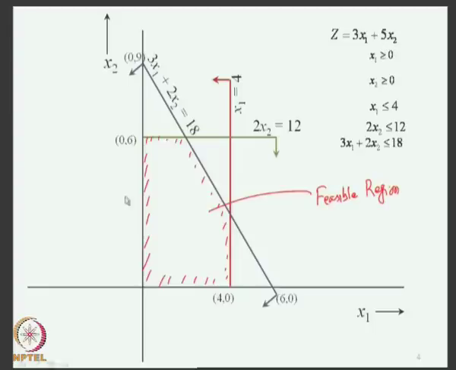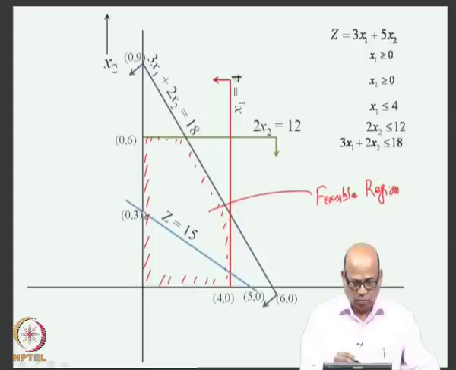To see which is this point, what we then do is we draw a z line. Let us say we put an arbitrary, convenient value of z, let us say z is equal to 15, and then draw a z line. So, z is equal to 15, which is 3 x 1 plus 5 x 2 is equal to 15. How do I draw this line? I put x 1 is equal to 0, I get x 2 is equal to 3. So, 0, 3 is one point. Then I put x 2 is equal to 0, I get x 1 is equal to 5. So, you get 5, 0. So, this is how you draw this line, z is equal to 15.